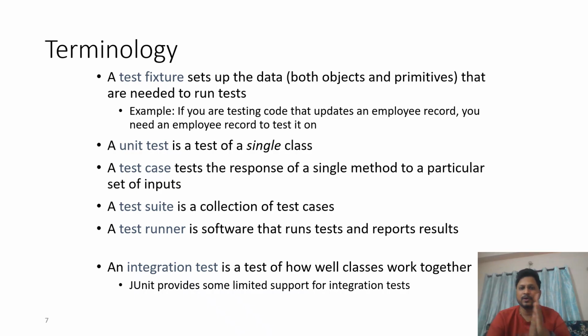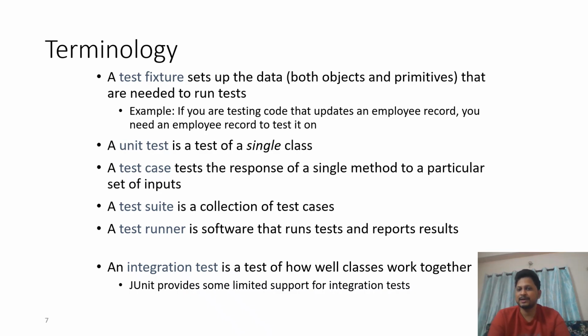What are the terminologies involved in JUnit? First, we need to understand the terminologies. A JUnit test is a test of a single class, and a test case tests the response of a single method for a particular set of inputs. It depends on what type of test case it is, and we usually have a set of inputs. Initially, I discussed that a test suite is a collection of test cases, a group of test cases.